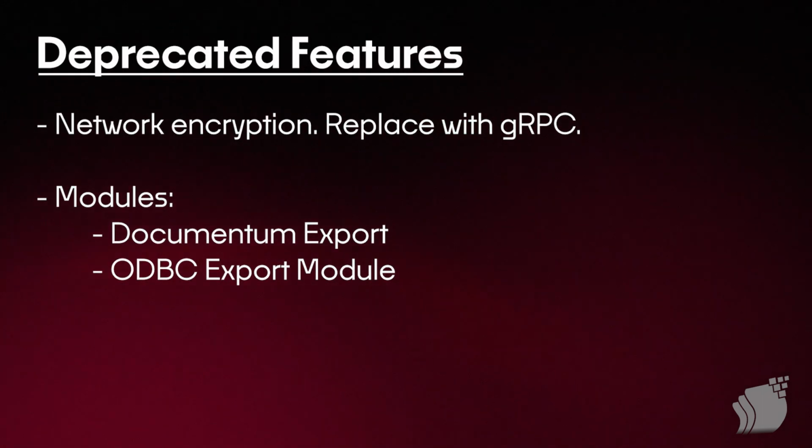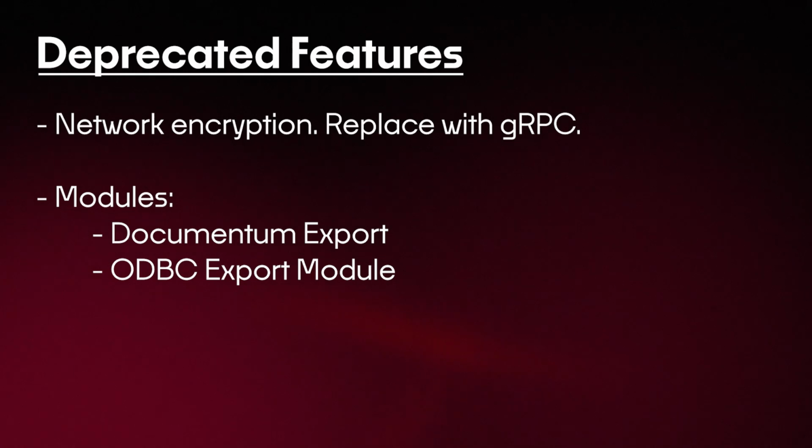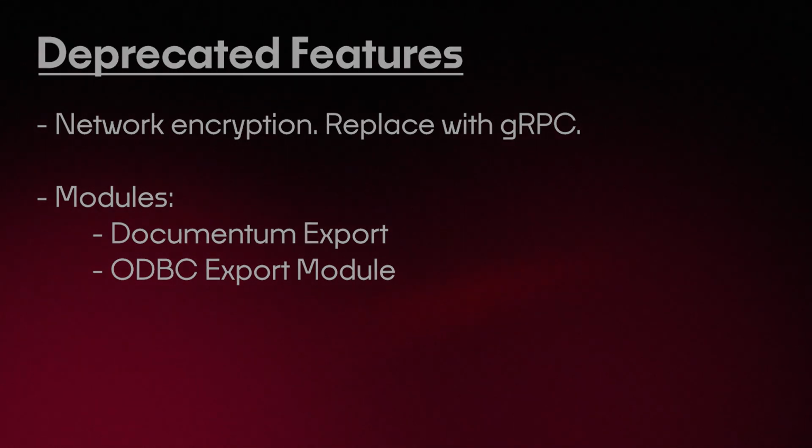And if you're doing any kind of prepping for upgrades or migrations, with that, network encryption is being removed and replaced with gRPC. So it's the newer, more secure way of communication between modules. And modules being deprecated are the Documentum export module and the ODBC export module, because that now can be moved over to standard export profiles and use that for export.